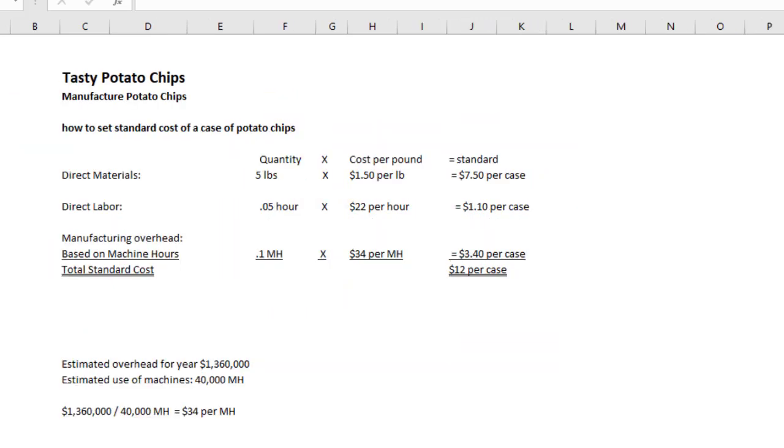So using the standards that we set up for direct materials, direct labor, and overhead, we're going to look at how we can find variances for each of these. We'll start by looking at the direct materials. We see here our standards are 5 pounds per case, and we expect the potatoes to cost us $1.50 per pound. Let's look at what really happened and how that's different from what was expected.